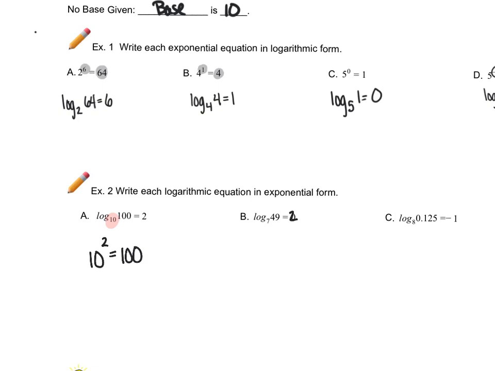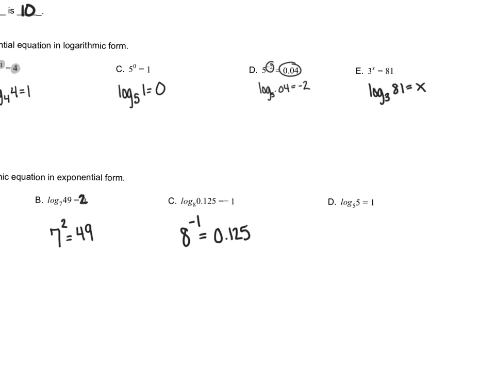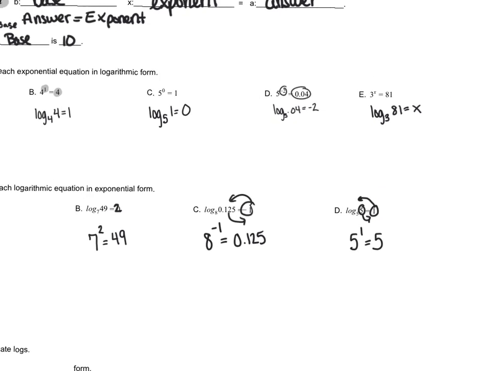Let's change this to a 2 here, ladies and gentlemen. So this will be 7 squared equals 49. This one will be 8 to the -1 equals 0.125. This one's going to be 5 to the 1 equals 5. So now we're going to switch these back. This goes here, and log goes away. This goes here, and log goes away. So we're going backwards now.